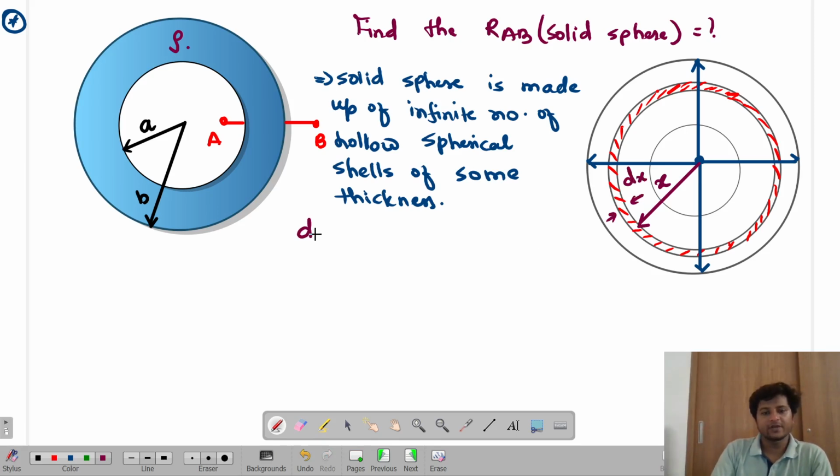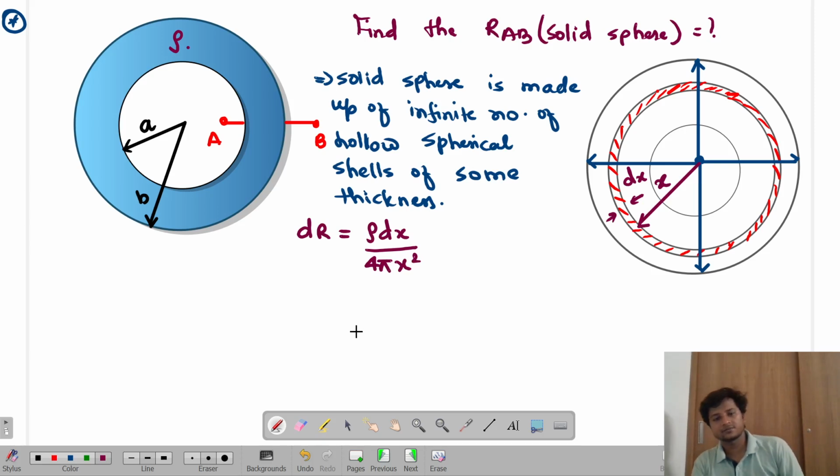So for this I can define my dr. Dr is rho, and see this current is crossing a length which is the thickness of the hollow sphere or not? Are you able to get me? So rho into what? Dx divided by, imagine, area. Area is that this whole current is going from all these sides. So the area it will subtend will be the area of the hollow sphere, which I can write as 4 pi r square, which is 4 pi x square, isn't it? Got it?